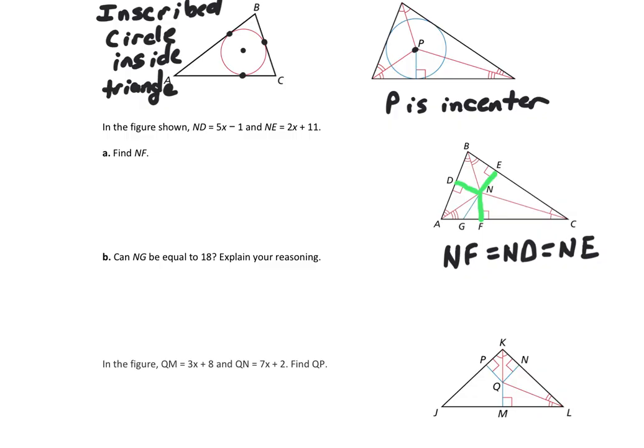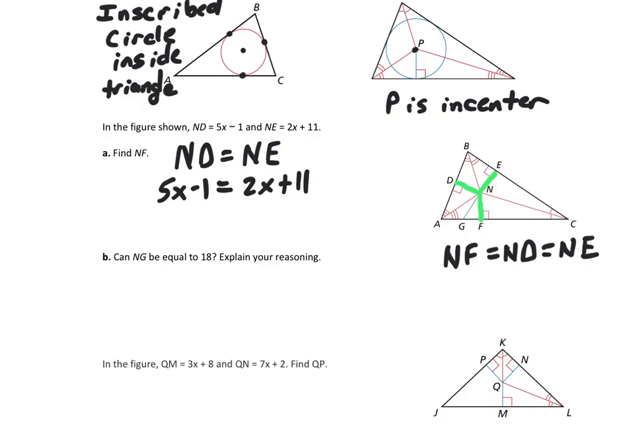Okay. Now I could use any of these three, right? We know all three of these are equal, but I only really need two of them, and I'm going to use the two that we are given information about, ND and NE. So the first thing I'm going to do here is say ND equals NE. And I know the expression for both of those. ND is really 5x minus 1. NE is really 2x plus 11. So we can set both of those equal to each other.